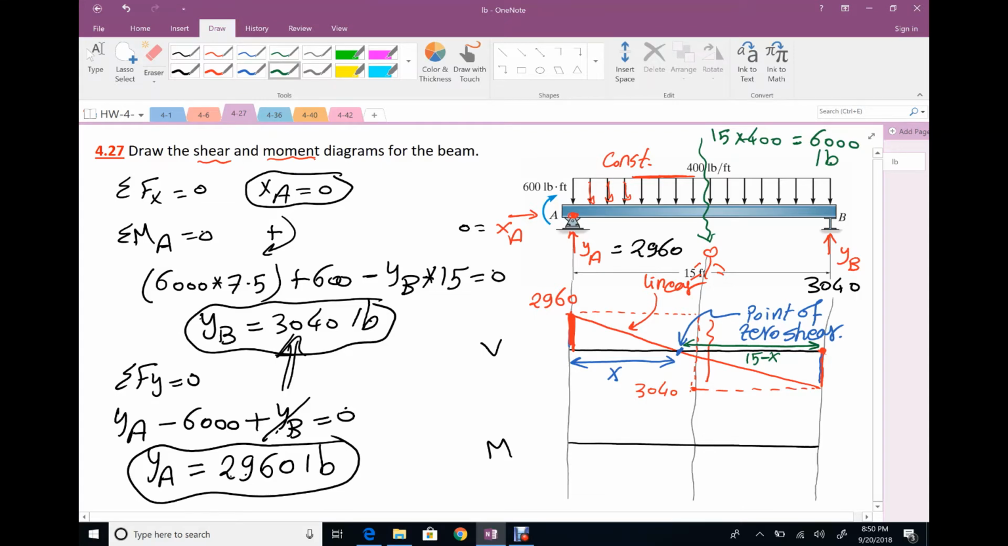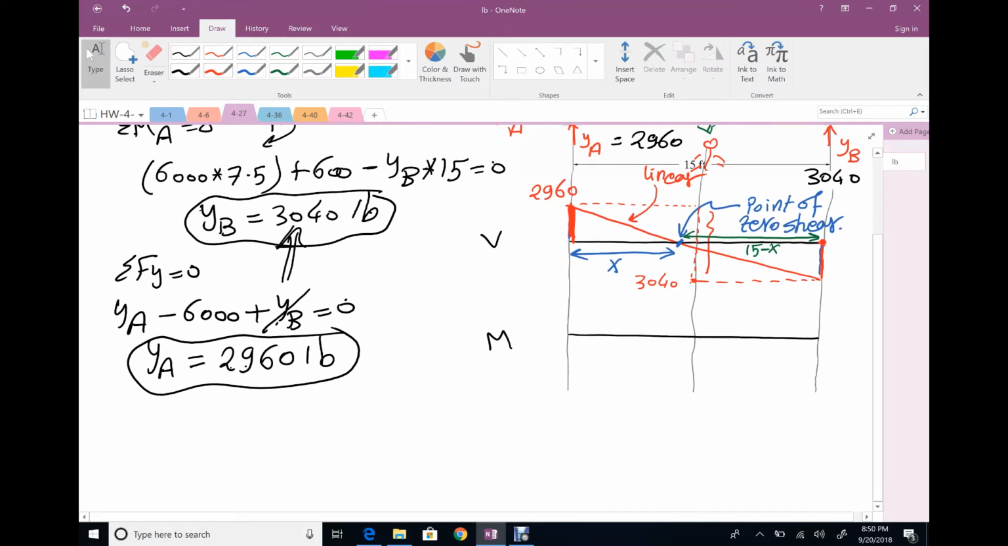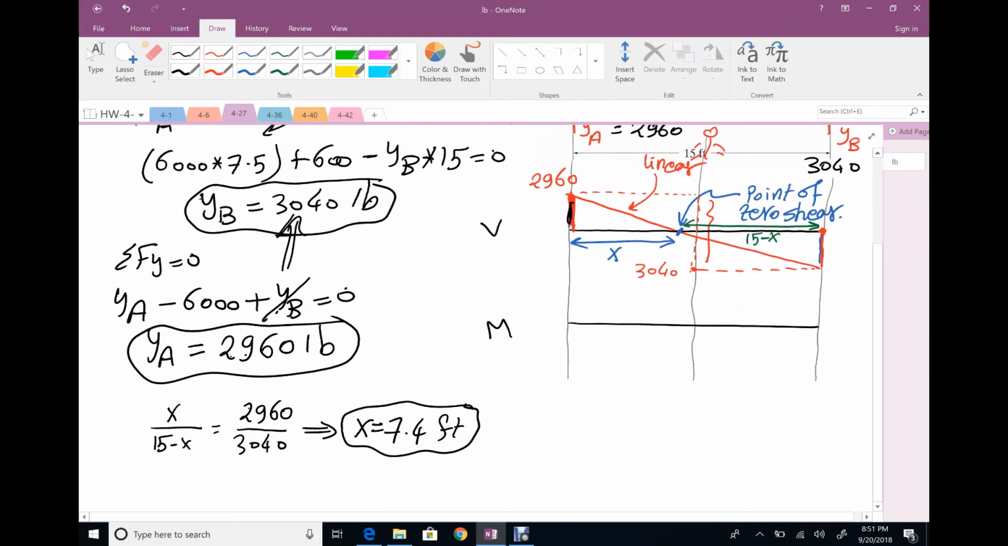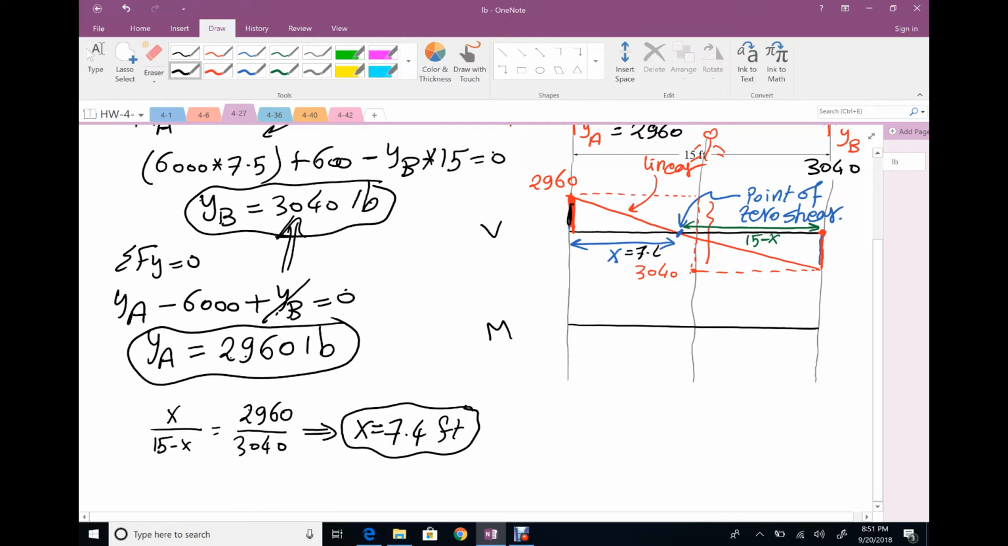Okay, we have triangle similarity. We can say x divided by the similar distance 15 minus x equal this height 2,960 divided by the similar one, which is 3,040. So the only unknown here is your distance x will be 7.4 feet. So this distance is 7.4. That means this distance will be 7.6 feet.